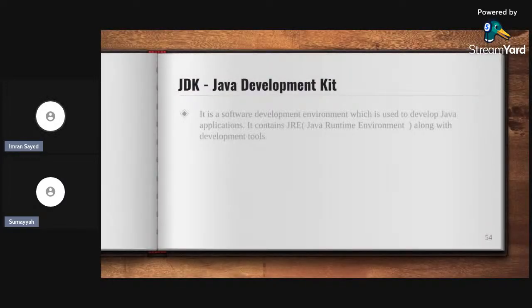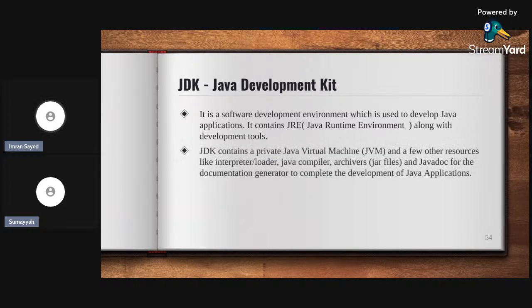JDK, Java Development Kit, is a software development environment which is used to develop Java applications. It contains JRE, Java Runtime Environment, along with development tools. It contains a private Java virtual machine and a few other resources like interpreter, loader, Java compiler, archivers, and Javadoc for documentation generation to complete the development of Java applications.